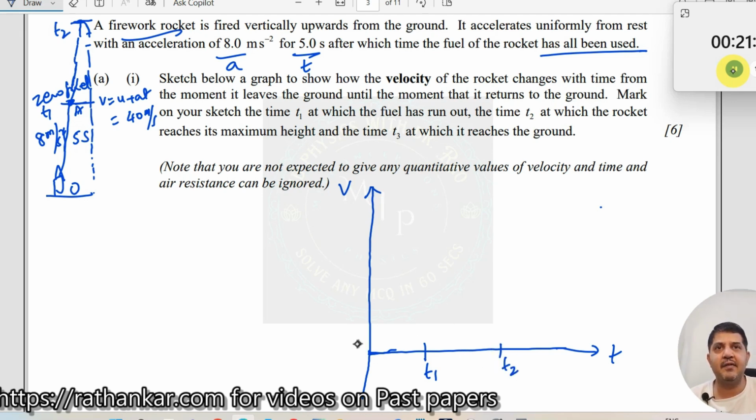T2 should be greater than t1. It cannot be inside, it should be outside only, right? And the time t3 at which it reaches the ground. Time t3, I'll put a little bit far away, where it reaches the ground. Okay, we need to draw a graph. Know that you are not expected to give any quantitative values of the velocity and time, and air resistance can be ignored. Okay, let us start with this.